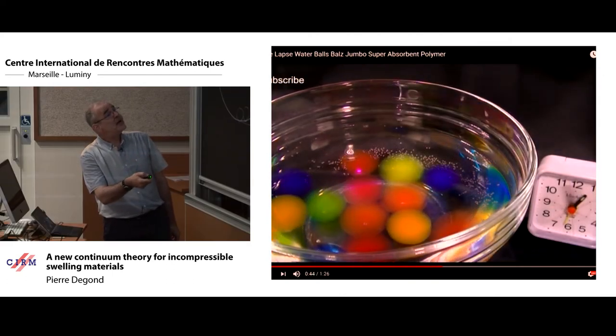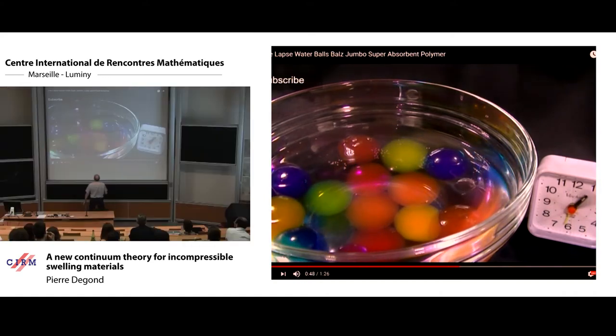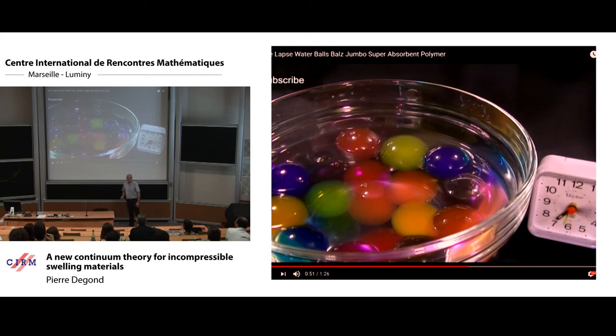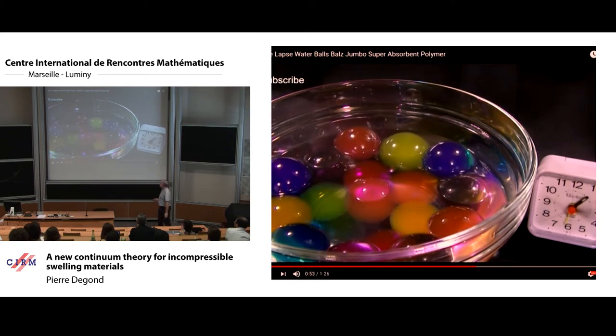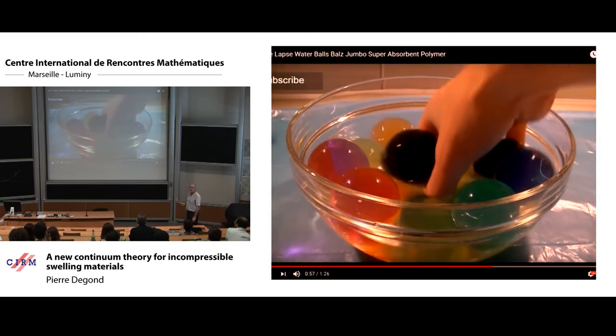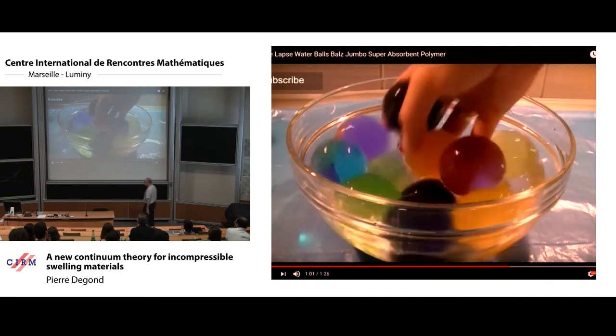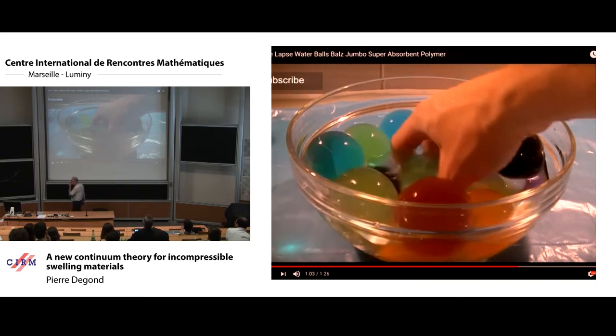Okay, it takes some time. And you see when they grow, they start to push each other. And okay, they do not move a lot, but they still move. And basically the question I'd like to address is what is the motion of these balls, right? And can I find equations for the motion of these balls, right?